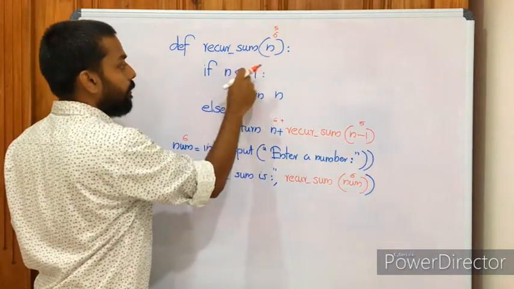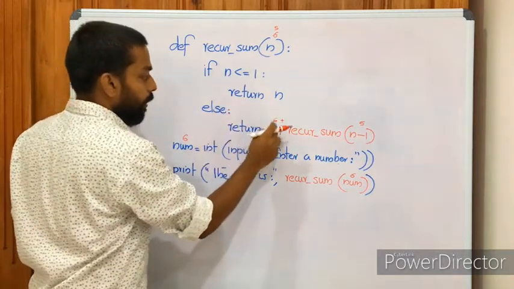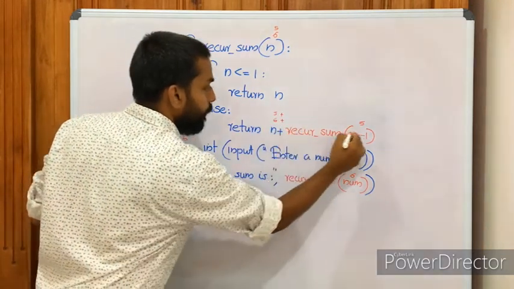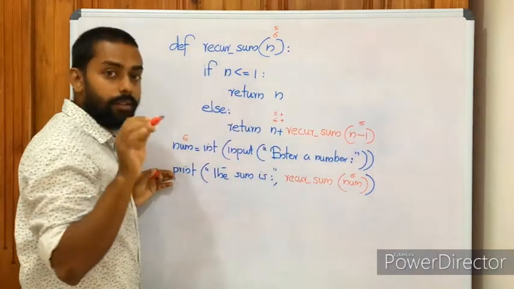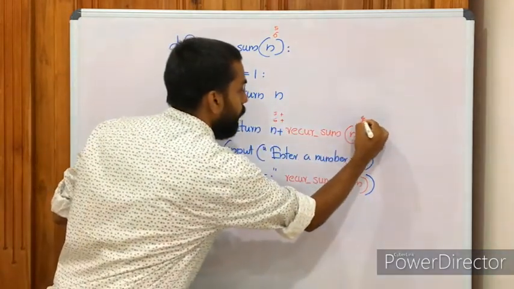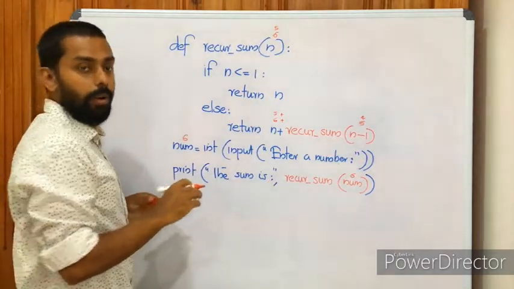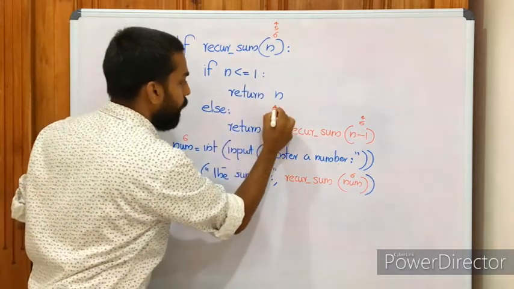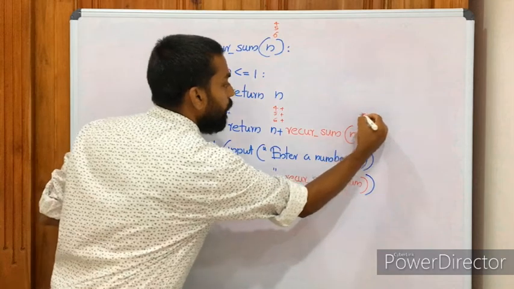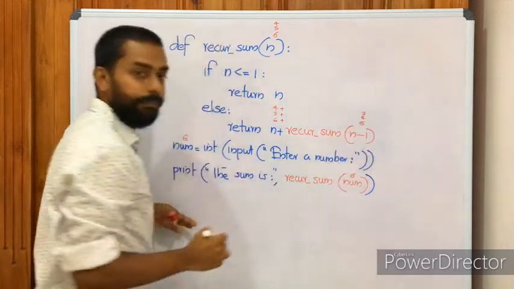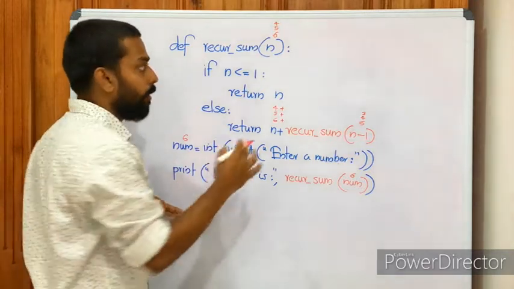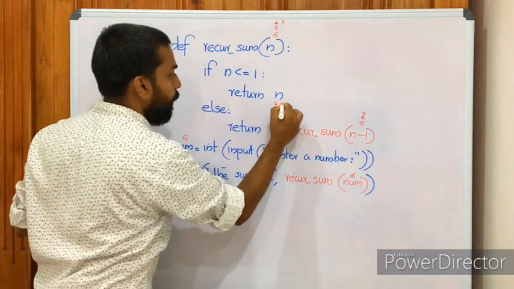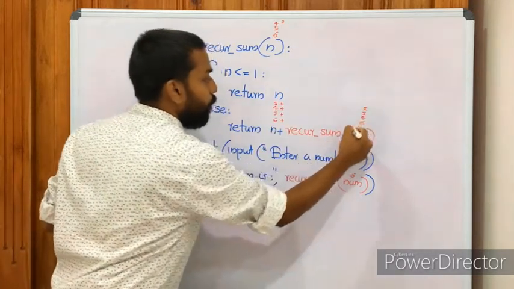And it checks: is 5 less than or equal to 1? It's not, then it moves to else. Here the value of n is 5, so 5 plus recursion of n minus 1, that is 5 minus 1, which is 4. Recursion of 4 is another function calling. It moves to the header and checks, then moves to else. So here it is 4 plus recursion of n minus 1, that is 3. Recursion of 3 is another function calling. It moves to the header part, and n gets 3. It's not equal to 1, so 3 plus recursion of n minus 1, that is 2.